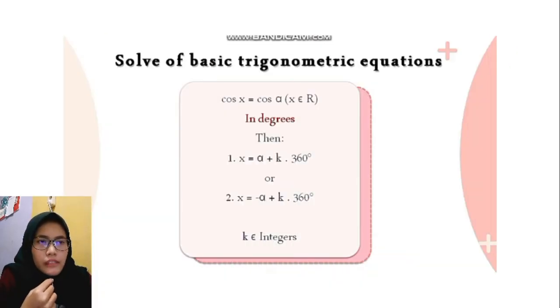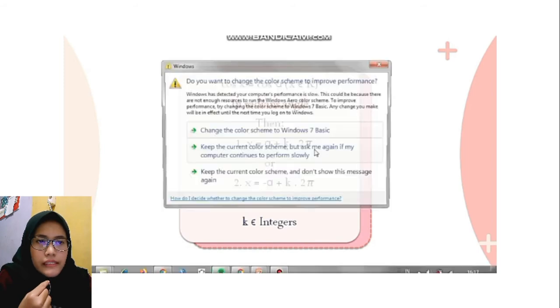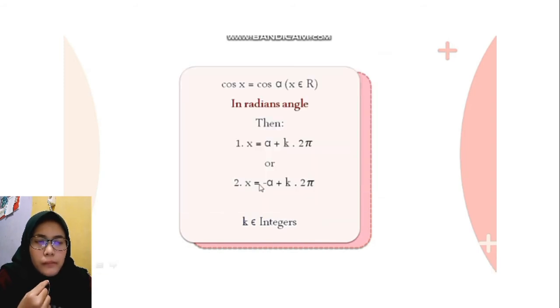Solve all basic trigonometric equations. cos x equals cos a, for x in degrees: x equals a plus k multiplied by 360 degrees, or x equals minus a plus k multiplied by 360 degrees, for k an integer. And in radian angles, x equals a plus k multiplied by 2π, or x equals minus a plus k multiplied by 2π, for k an integer.